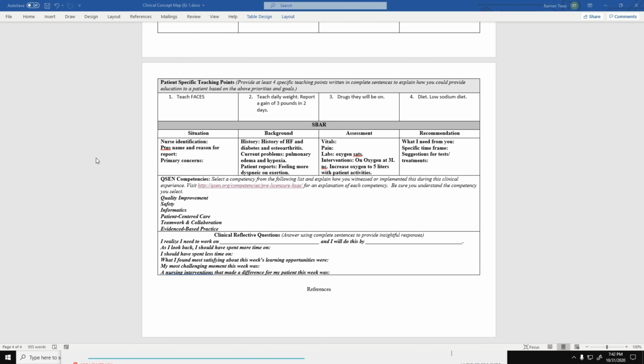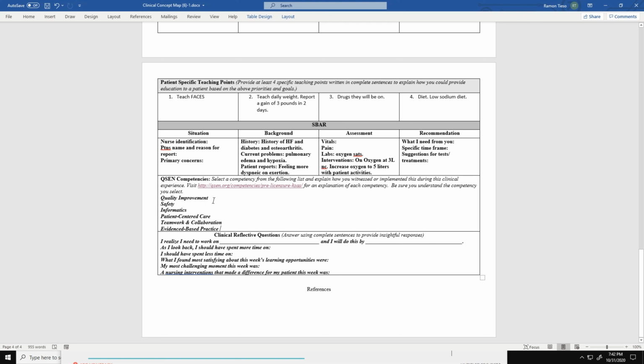You can pick one of these categories here below, right? You can pick quality improvement, safety, informatics, patient-centered care, teamwork and collaboration, evidence-based practice. And if you go to the site, it explains each one of those. But I'm telling you, don't overthink this. Just make it simple.